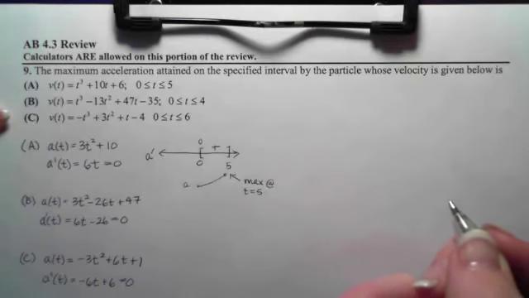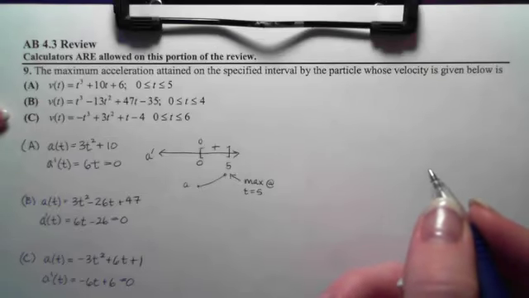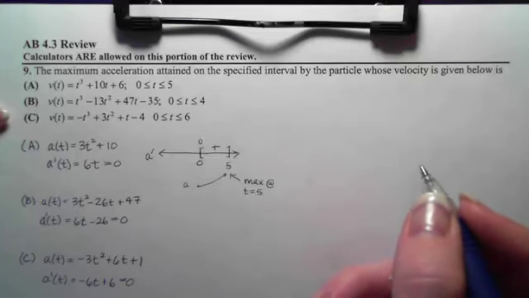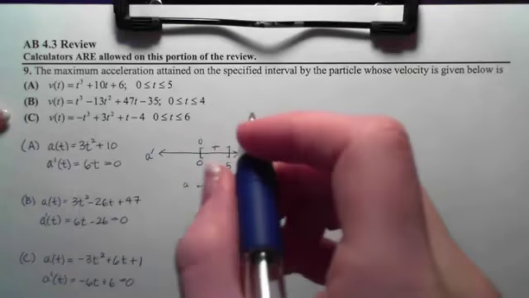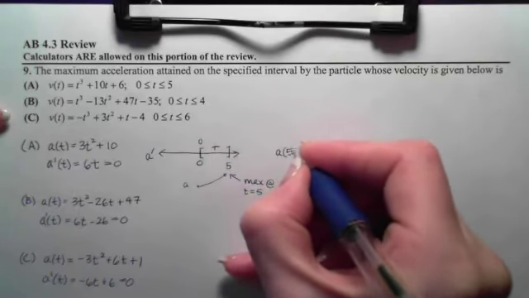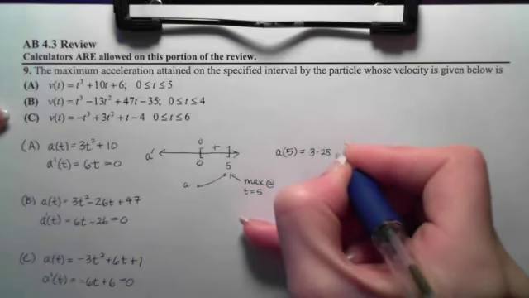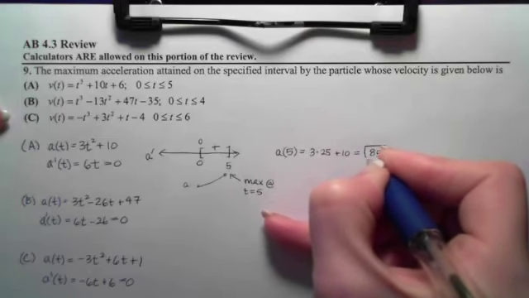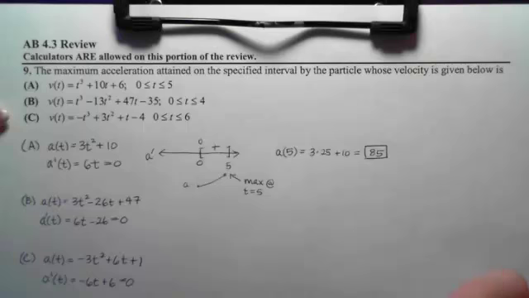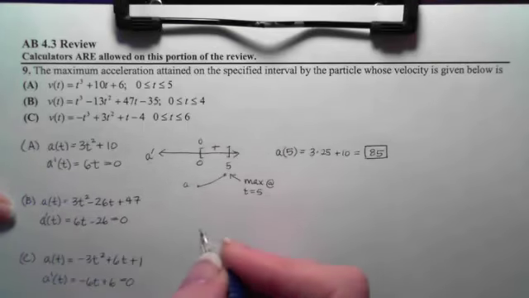The goal is to find the maximum acceleration. So I'm not asking at what time the maximum acceleration occurs. I want to know what the acceleration actually is. That means I need to take the 5 and plug it into the acceleration curve. When I do that, I get 3 times 25 plus 10, so I get a maximum acceleration of 85.